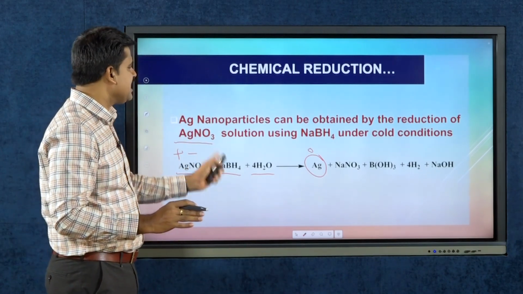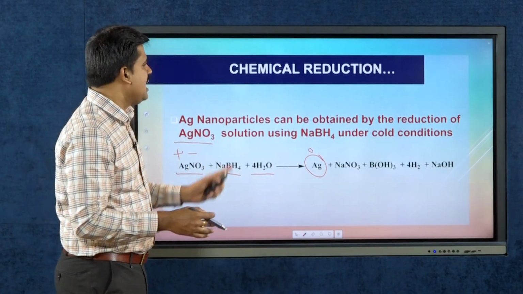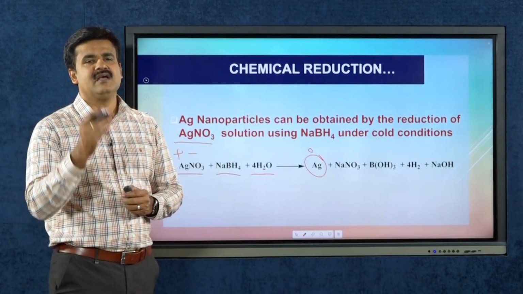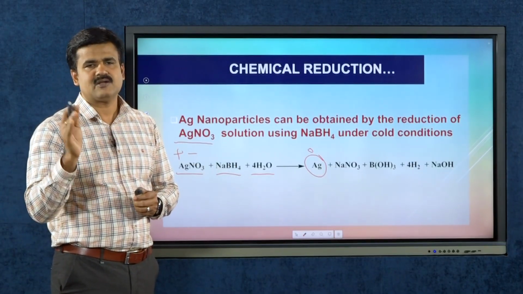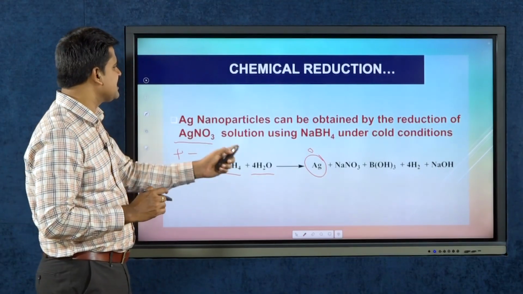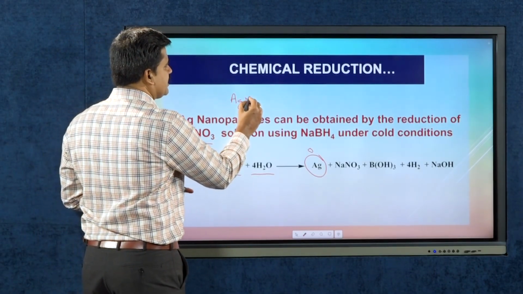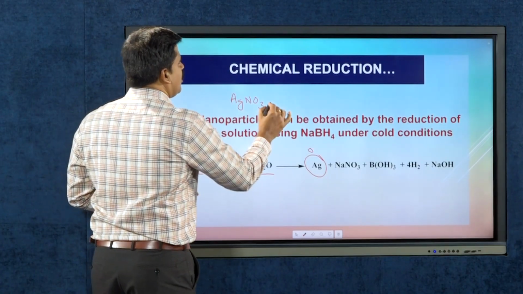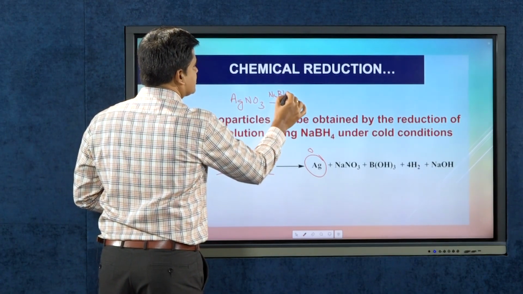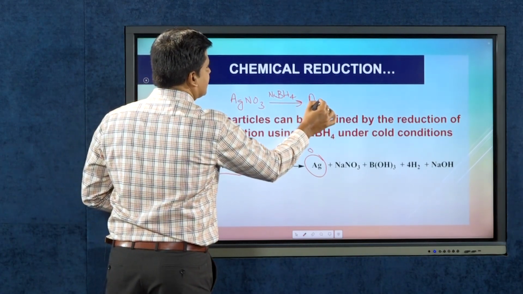At the same time, NaBH4 gets converted to B(OH)3, that is boric acid, and hydrogen gas and sodium hydroxide are liberated. This is the balanced chemical equation for the reduction reaction. Without using the balanced equation, this reaction can be simply represented like this: AgNO3, silver nitrate, on reaction with NaBH4, sodium borohydride, in water medium, is converted to Ag.